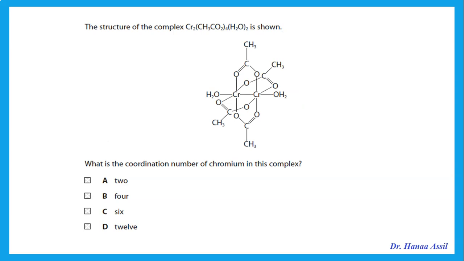The structure of the complex is shown. What is the coordination number of chromium here? Remember, coordination number means the number of dative bonds formed to one central atom. So the one central chromium is forming how many dative bonds here? Each of the chromium is forming 6. So the coordination number of the chromium in this complex is 6.